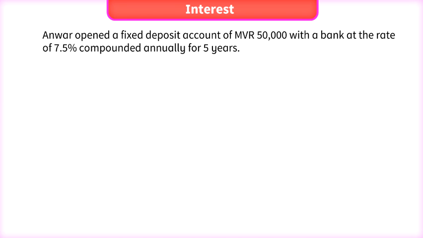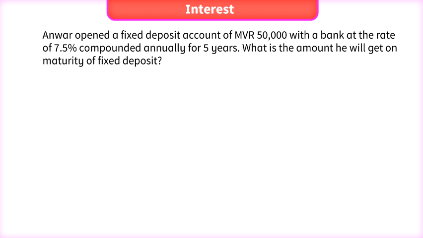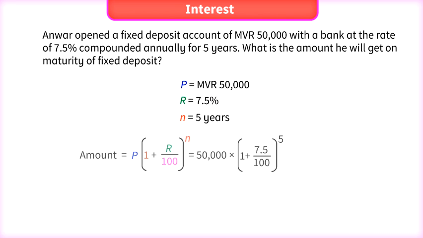Let us see an example. Anwar opened a fixed deposit account of MVR 50,000 with a bank at the rate of 7.5% compounded annually for 5 years. What is the amount he will get on maturity of fixed deposit? Here, P is equal to MVR 50,000, R is equal to 7.5%, N is 5 years. By applying the formula, we can say that Anwar will get approximately MVR 71,781 on the maturity of fixed deposit.